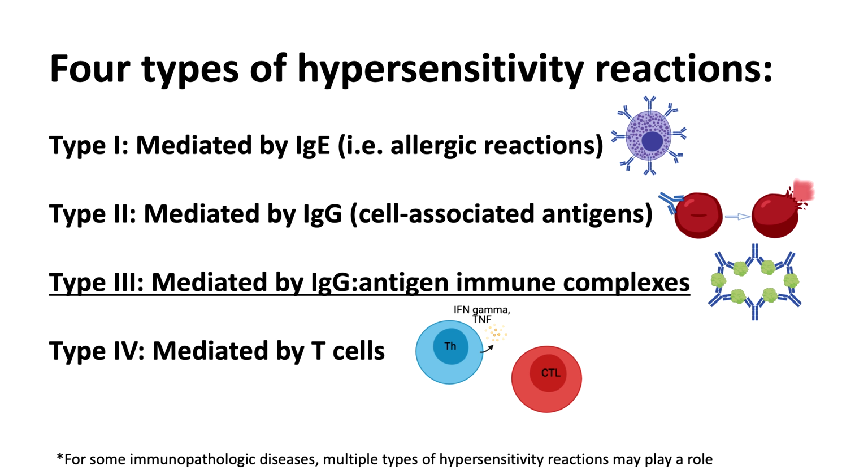In this module, we'll discuss the immune mechanisms underlying type III hypersensitivity. This is our third hypersensitivity module, and type III hypersensitivity is mediated by IgG that binds to soluble antigens to form what are called immune complexes.